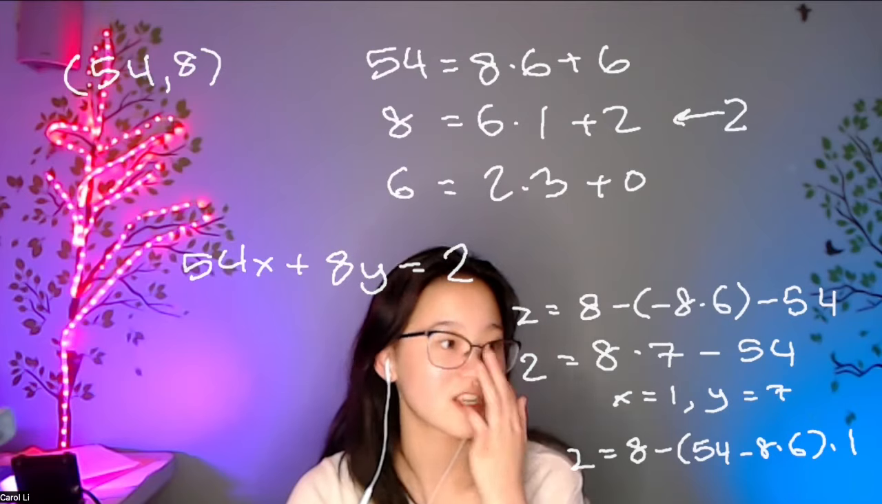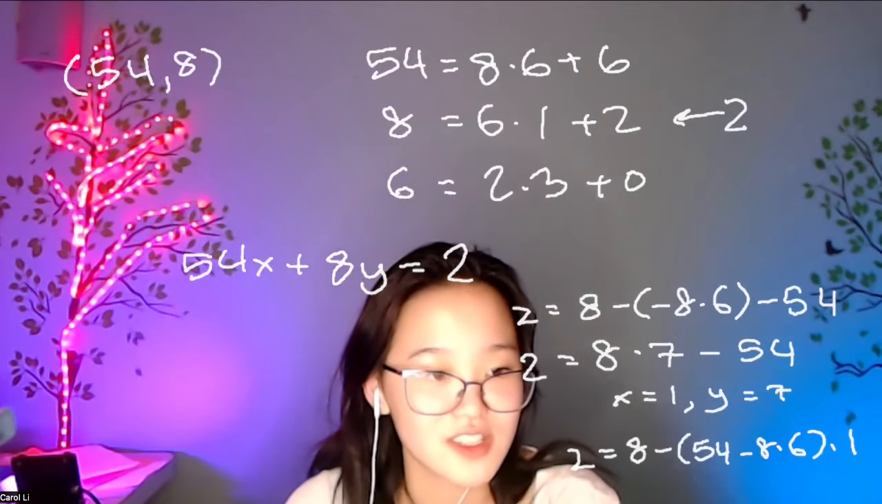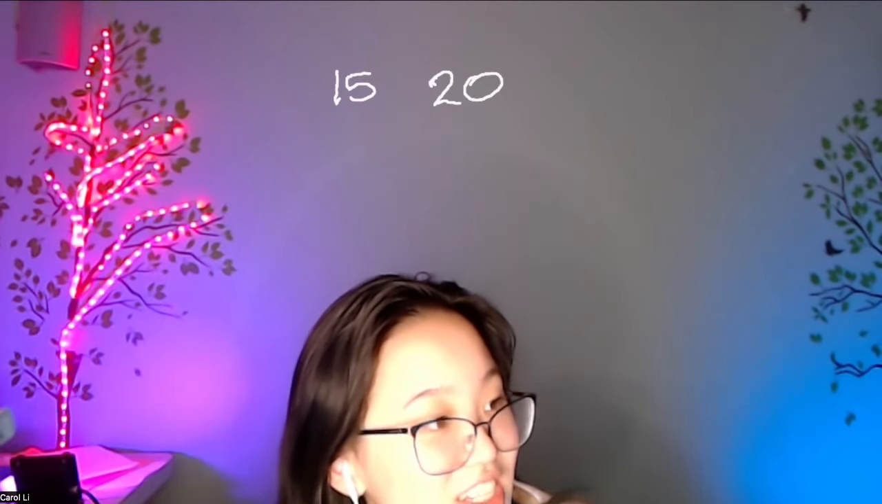That's the solution. It's not the only solution. So let's do it with, normally it's with bigger numbers. I'm giving smaller numbers to be nice. Let's do 15 and 20. You guys want to try it out with 15 and 20?